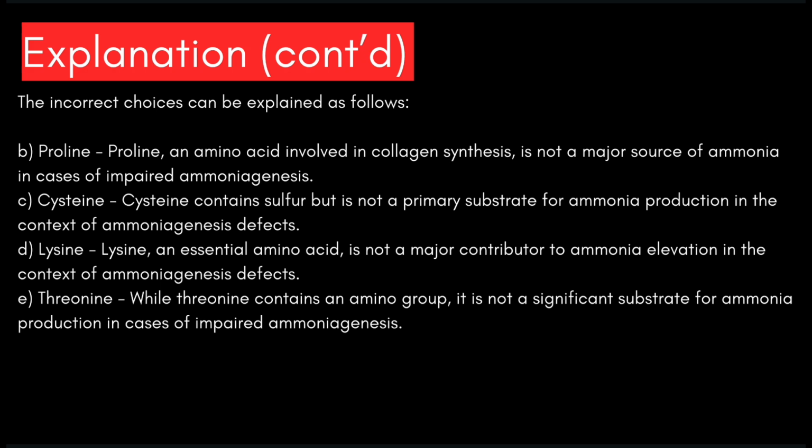So, what do you get from these questions? Basically, memorize the urea cycle pathway and understand what substrates can cause problems in ammonia genesis, because that's how I phrased those three questions. High yield, make sure you get it down.